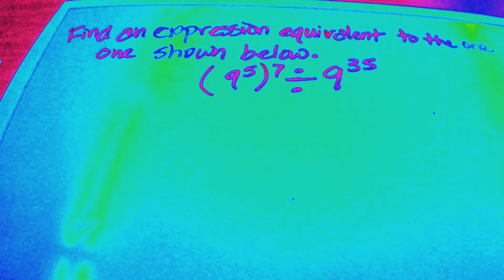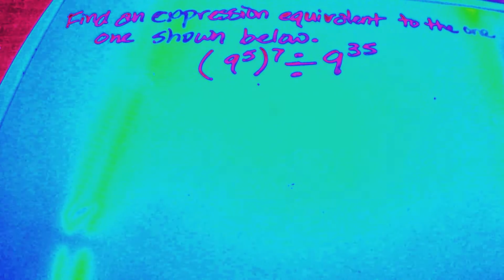Alright, so for our next problem we have: find an expression equivalent to the one shown below. We have 9 to the 5th power, in parentheses, and this whole quantity is to the 7th power, divided by 9 to the 35th power. Remember, sometimes we will get problems that have multiple rules within them. So let's start with the power rule. Let's make this easy. We don't want to try to do the quotient rule with all this going on. We need to get this as one single exponent.